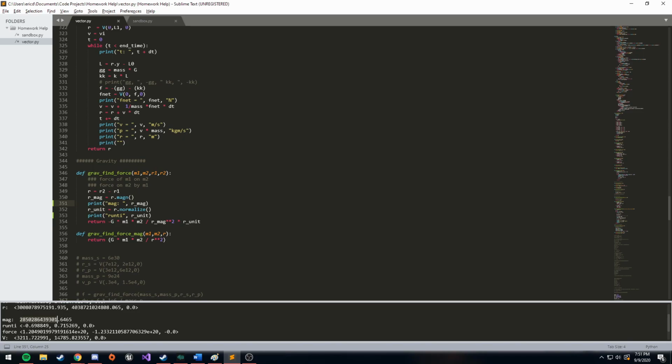Wait, I didn't square it though. Are you talking magnitude squared or just the magnitude? Like what you would multiply times the r unit vector. What I mean is the M1 times M2 over the R value, without the unit vector. Oh, without the unit vector. Right.